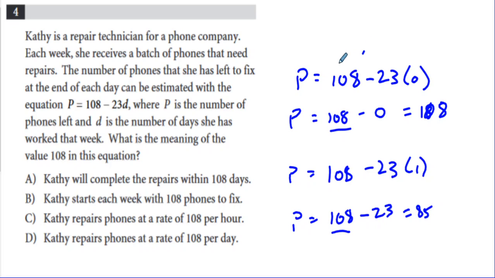So we're going to say that it's the starting value of how many phones she has to fix at the beginning of the week. And I like this first example as a good way to say at 0 days she had 108 phones. Well, that's the start of the week. So that's what that's representing.